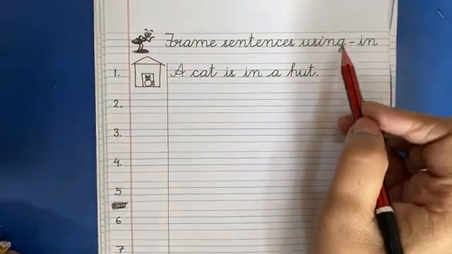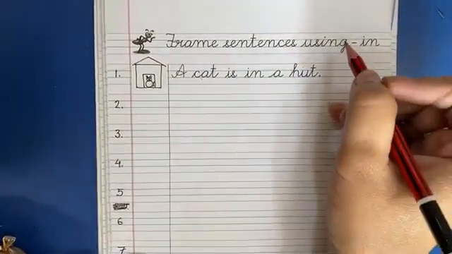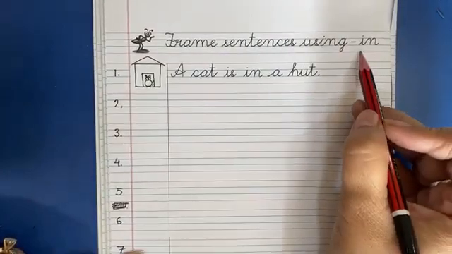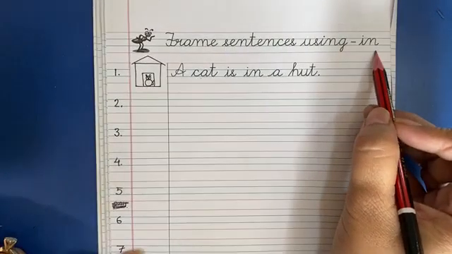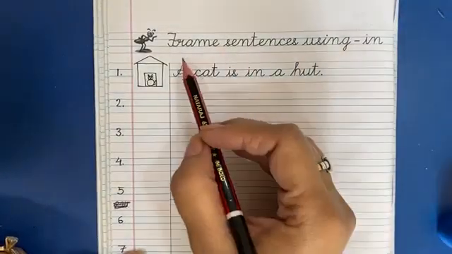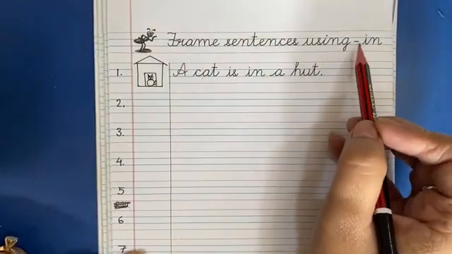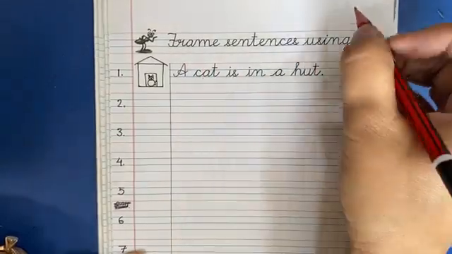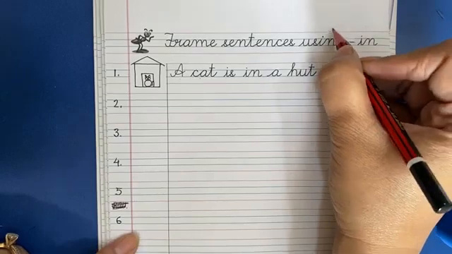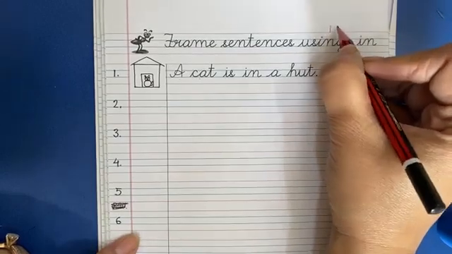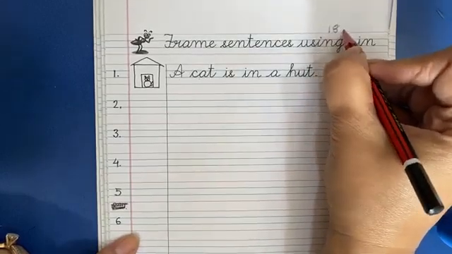Hello children, today we are going to learn how to write sentences using the word in. So this is frame sentences using in. So let's start by writing the date. What is the date today? It is 18th of Jan.